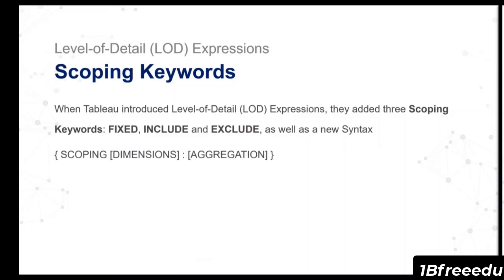Again, we are going to explore this in great depth. The key behind this is that we are using curly brackets. That lets Tableau know that this is a level of detail expression. We have a scoping keyword, either fixed, include, or exclude. We have our list of dimensions, and we have an aggregation. So something along these lines.